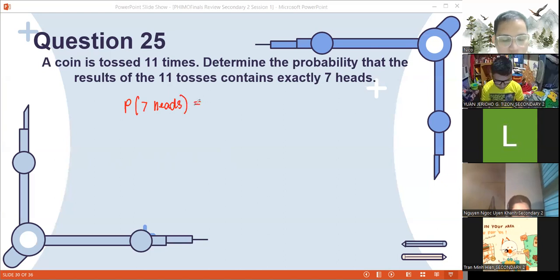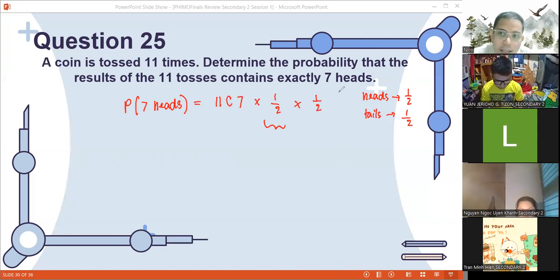Heads. So first, out of 11, you choose 7, times 1/2 times 1/2. Your heads would be 1/2 ways and tails would be 1/2 ways. Right? This one, you're going to get 7 heads.